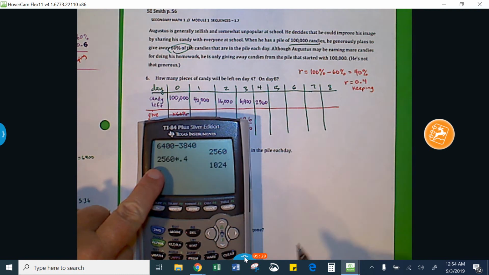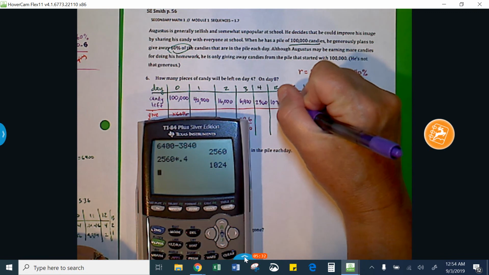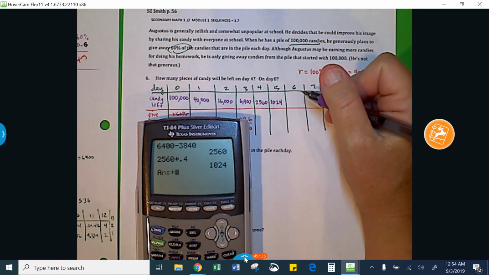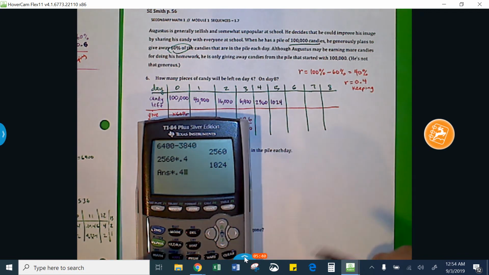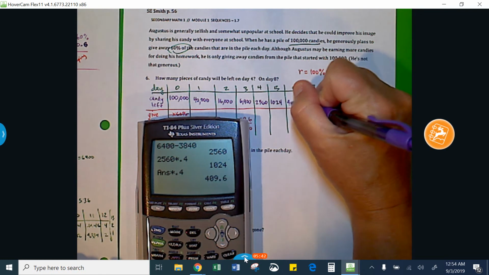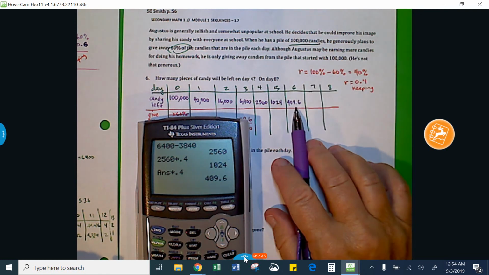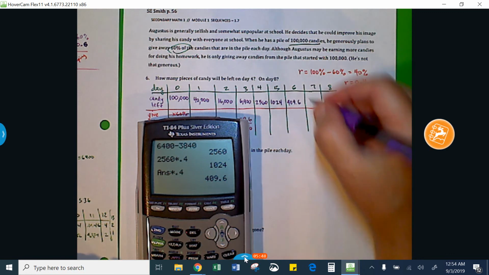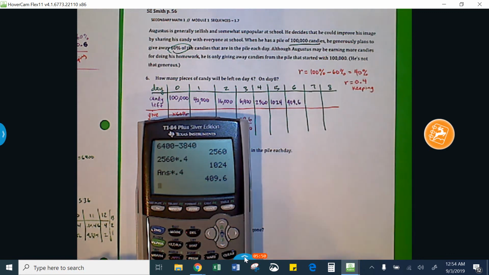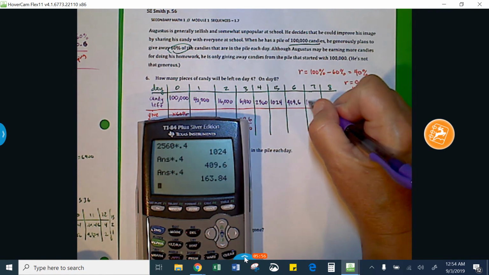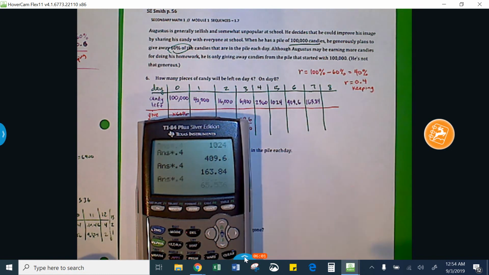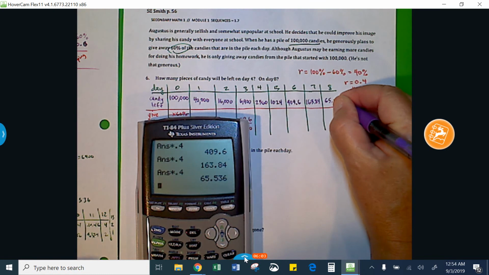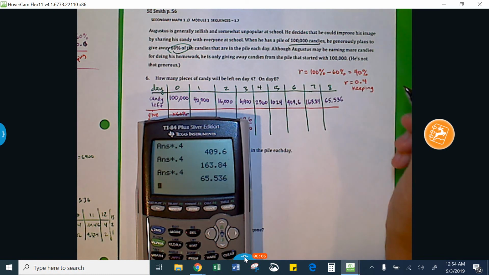So 2,560 times 0.4 is 1,024. And if you just hit times 0.4, it'll use your prior answer, and that's what I want it to use: 409.6. Now I'm not going to give away half a piece of candy, but we'll go ahead and use these decimals just because it's what our calculator is putting out here. 163.84 times 0.4 is 65.536.